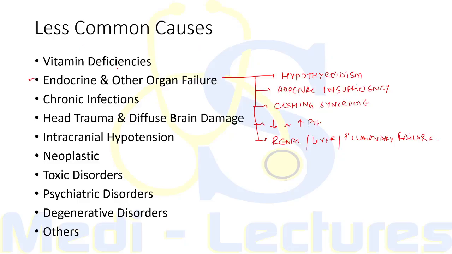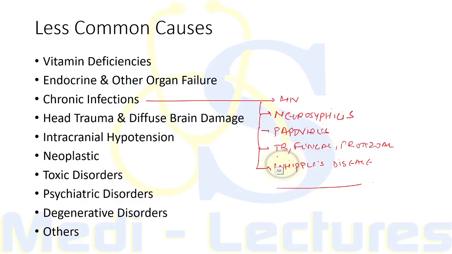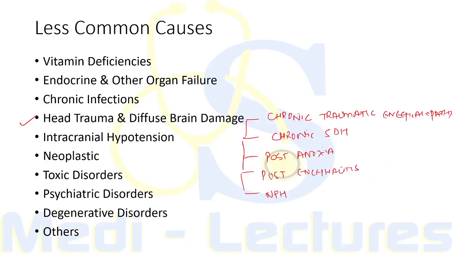Along with the vitamin deficiencies, endocrine disorders also are a reversible cause of dementia, which include hypothyroidism, adrenal insufficiency, Cushing syndrome, hypo or hyperparathyroidism, and finally renal failure, liver failure, or pulmonary failure. The infectious causes of dementia include HIV, neurosyphilis, papovirus, tuberculosis, fungal or protozoal infections, as well as Whipple's disease.